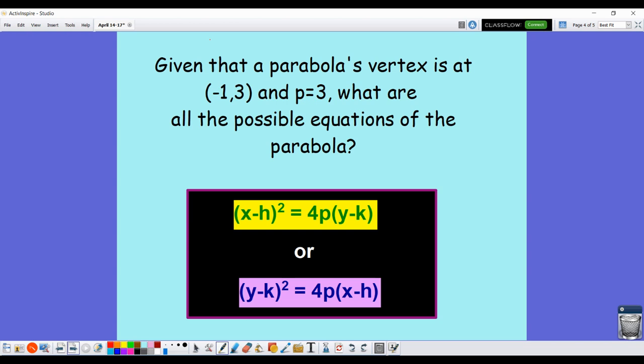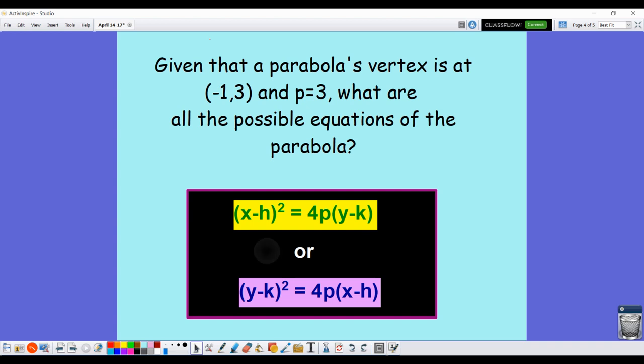However, that's not the only possibility, because you could have an equation that opens to the right or to the left. And in this case, it would be opening right because our p-value is positive. So again, we have the possibility of y minus k squared equals 4p times x minus h. Since we're not given any other conditions, I need to make sure that I have both equations that are possibilities. So in order to do that, I'm simply going to take the values of the vertex, the -1 and the 3, and plug them in for h and k. I'm also going to take the p-value and plug it in where I would see p.